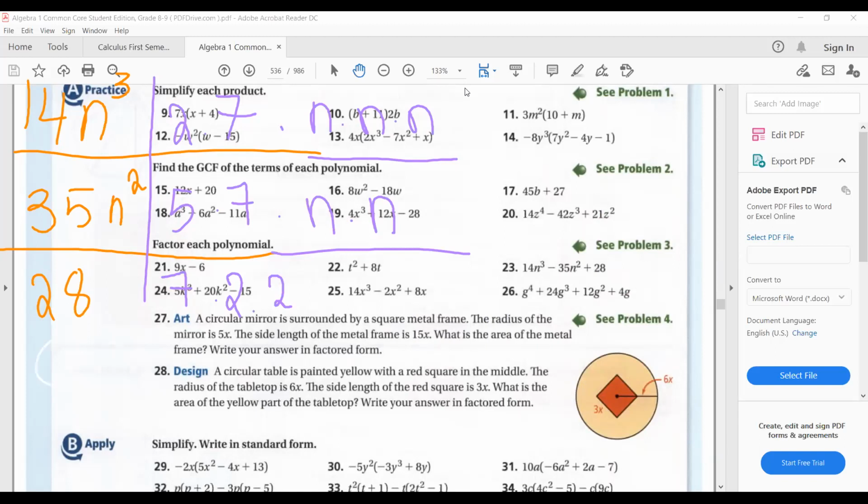Then after that, where's Yara? Yes, Yara. What is the GCF here? Number 23. Are you with us, Yara? What is the GCF here? Which factor is common?